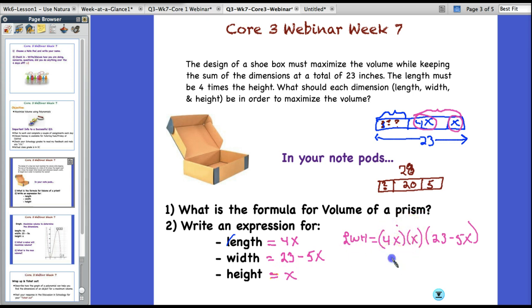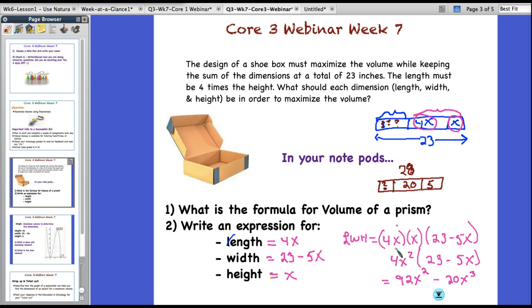So 4x times x is 4x squared. Nice job. And then we would multiply that times 23 minus 5x. So 23 times 4x squared is 92x squared. Because I know you guys can multiply. Minus 20x cubed. What kind of polynomial is that? Who can tell me? Quadratic.